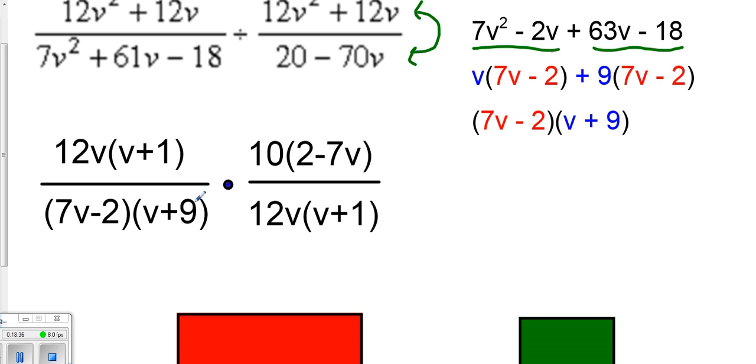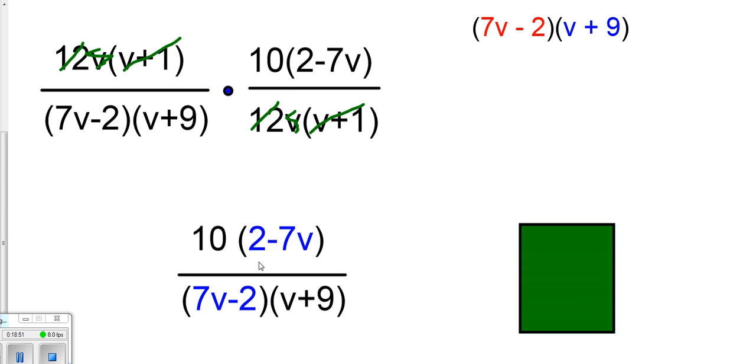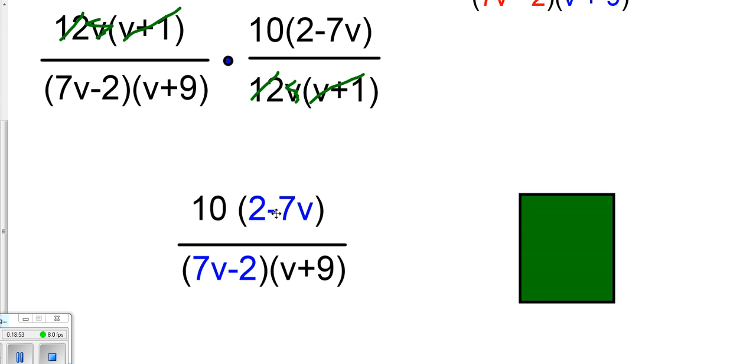So at this point, now is when we can start canceling things out. v plus 1, v plus 1, 12, 12, v, v. And that's pretty much everything we can cancel out at the moment. So right now, it looks like we have 10 times (2 minus 7v) all over (7v minus 2) times (v plus 9). Now at this point, we might be tempted to say everything is done, we can't do anything else. But we need to recognize 7v minus 2 is the exact opposite of 2 minus 7v. So how can we change these so that they're the exact same thing?